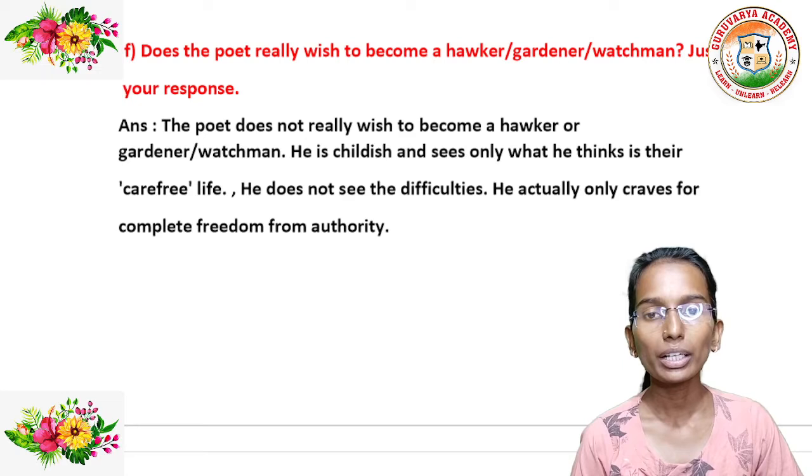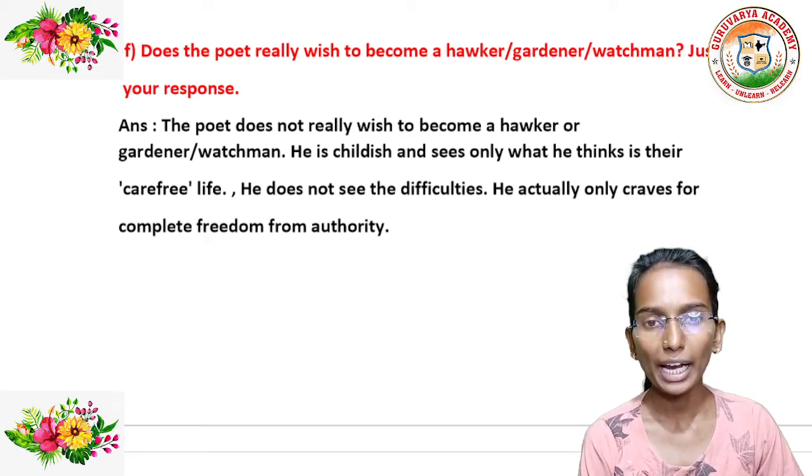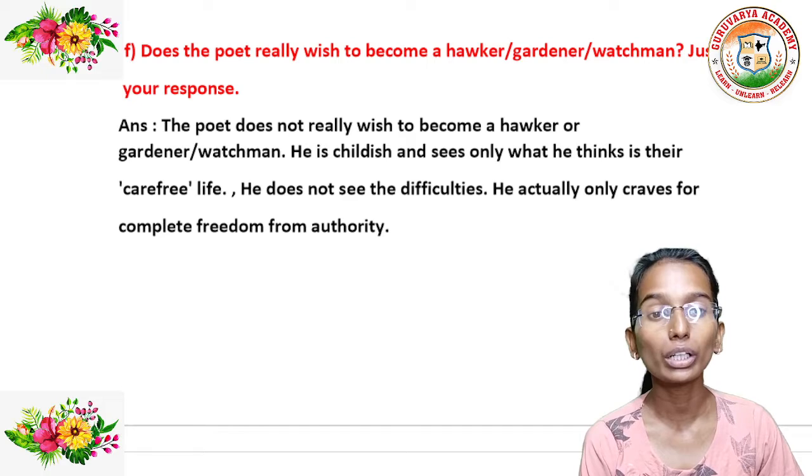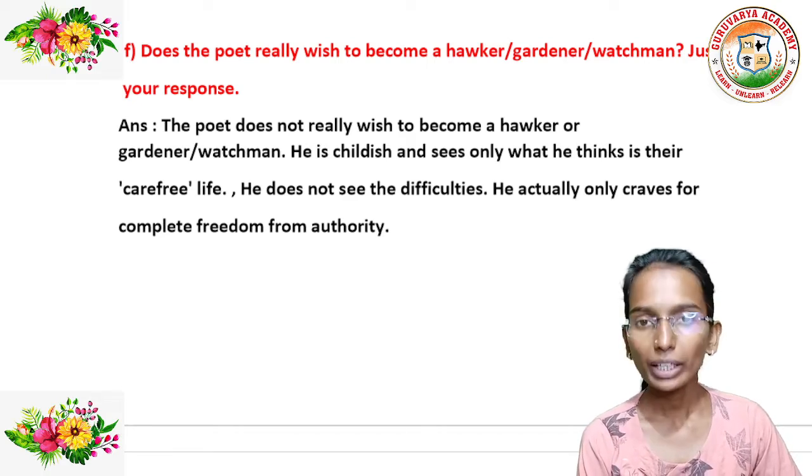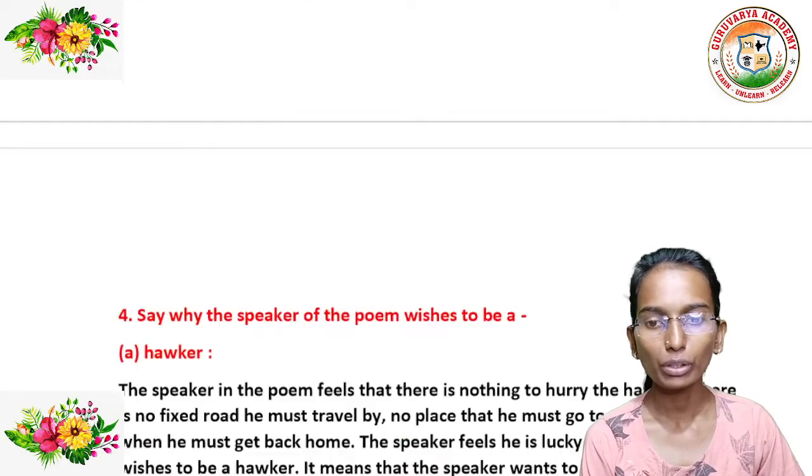Answer: the poet does not really wish to become a hawker, gardener or watchman. He is childish and this is only what he thinks is their carefree life. He does not see the difficulties. He actually only craves for complete freedom from authority. Here we complete the third question. Now move towards the fourth one.